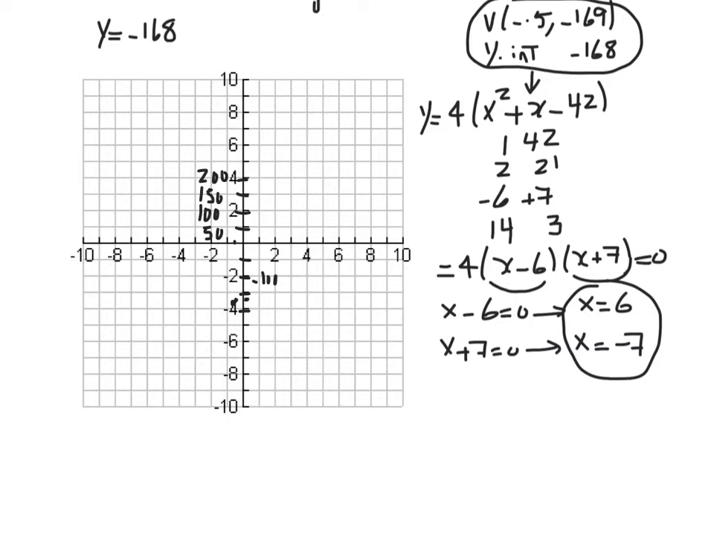My x-intercept is 6, which is here, and the other one is negative 7, which is here. So we just connect them with a smooth curve. So it's going to be something like this. And if you recall, your a value is 4, which is positive, so the parabola opens upward, which is exactly what we have here.